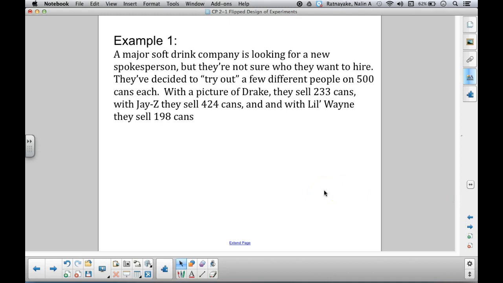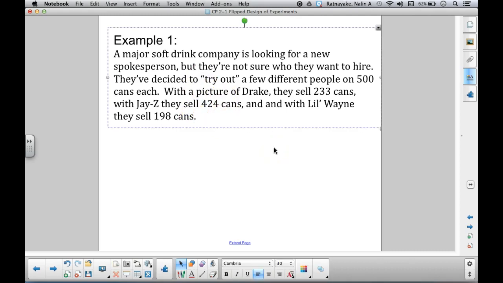So let's take some examples and see if we can identify a testable question, independent variables, dependent variables, and control variables. I have an example here. A major soft drink company is looking for a new spokesperson, but they're not sure who they want to hire. They've decided to try out a few different people on 500 cans each. With a picture of Drake, they sell 233 cans. With Jay-Z, they sell 424 cans. And with Lil Wayne, they sell 198 cans.